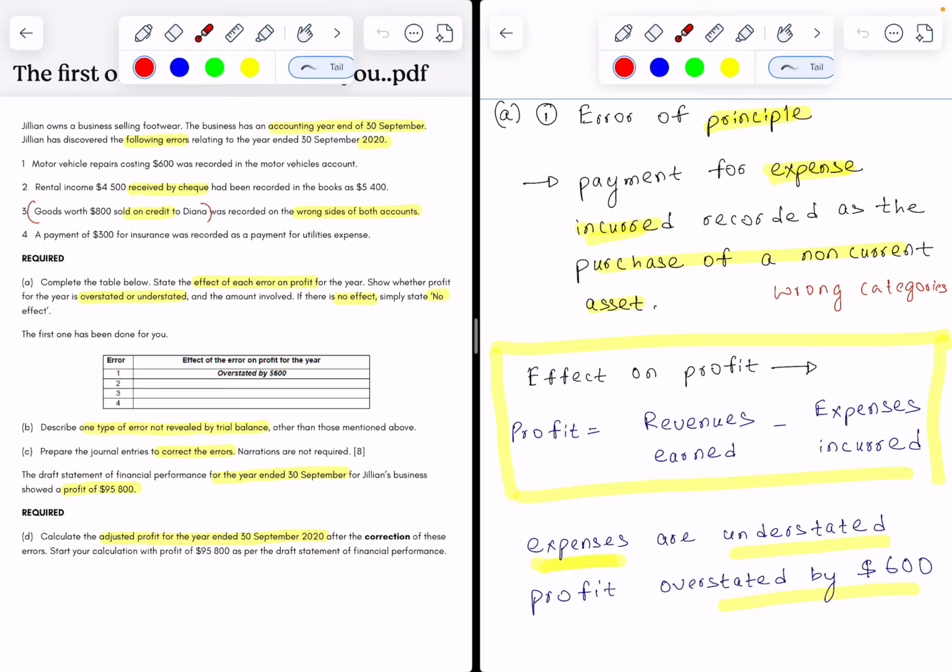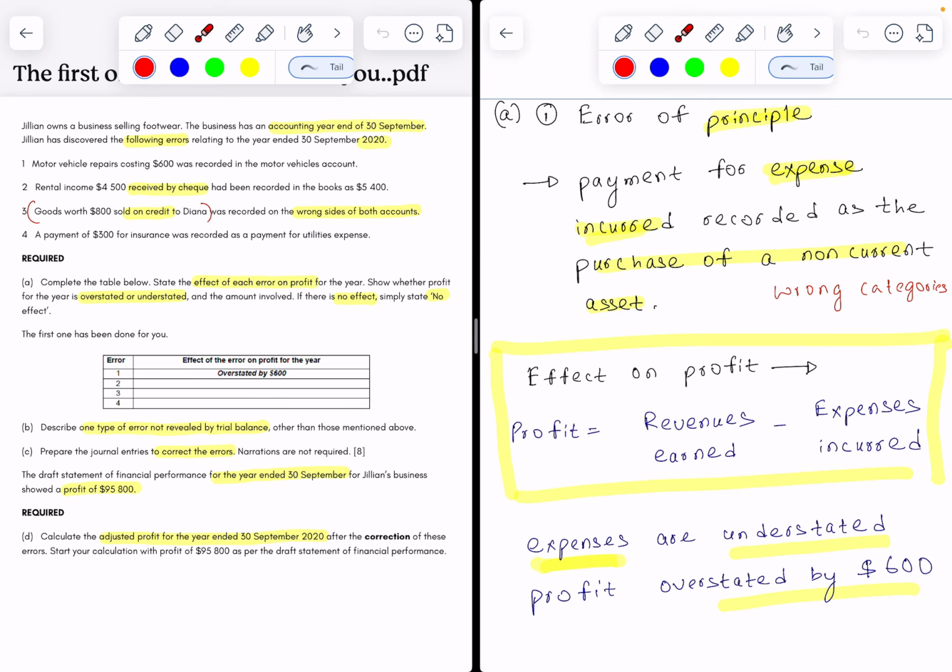So let's start with the first error. Motor vehicle repairs costing $600 was recorded in the motor vehicles account. So this is what we classify as an error of principle because the error is within the fundamentals. So what do we understand by that? So the wrong category has been involved here where the payment for an expense incurred, which is the repairs expense, was incorrectly recorded as the purchase of a non-current asset, where we increased the value that we have in the motor vehicles account.